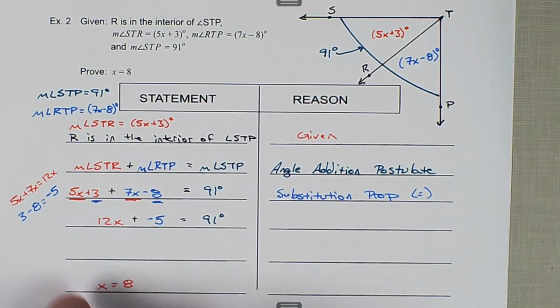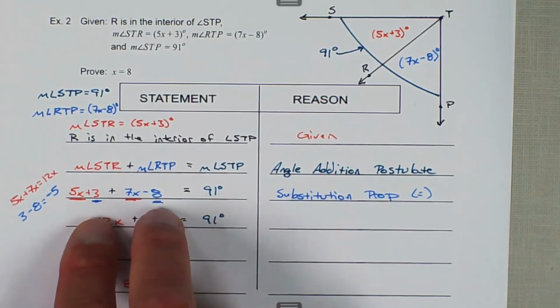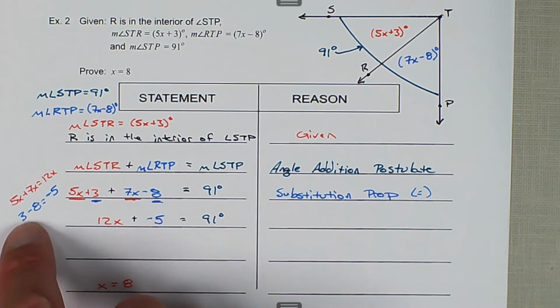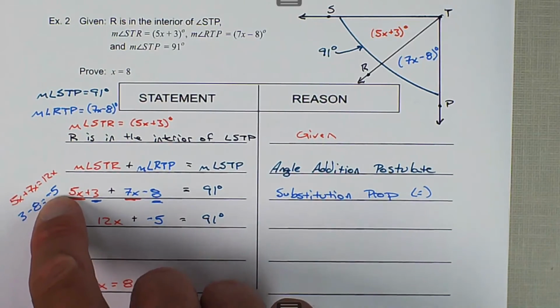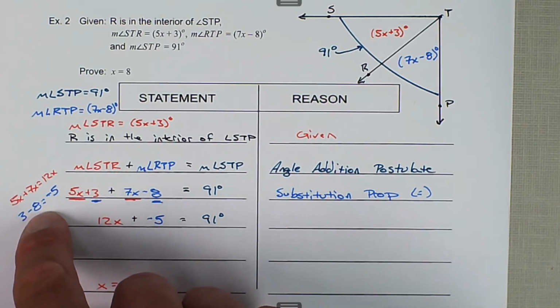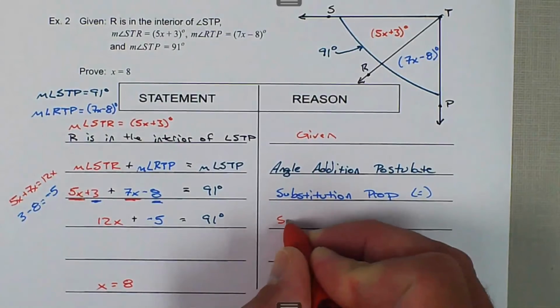Now, what happened here? We did kind of combine like terms. But when we're doing this proof, basically we said 3 minus 8 is equal to negative 5. So we took the 3 and the negative 8 out, and we substituted in the negative 5. And so that's going to be the substitution property of equality again.